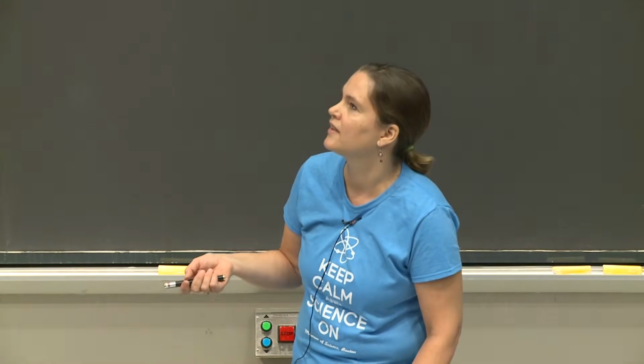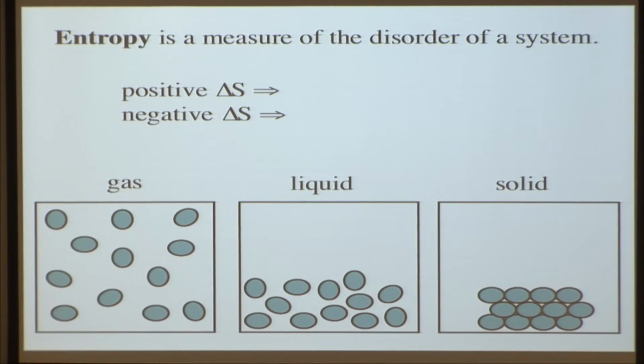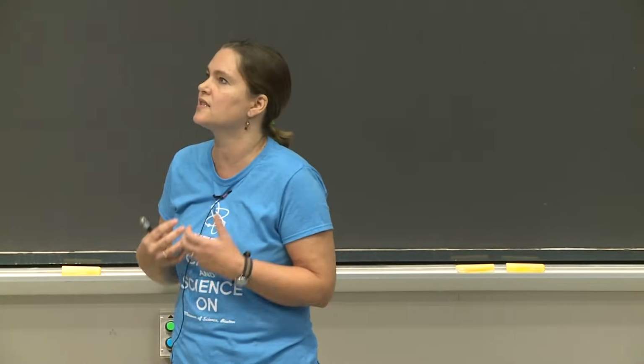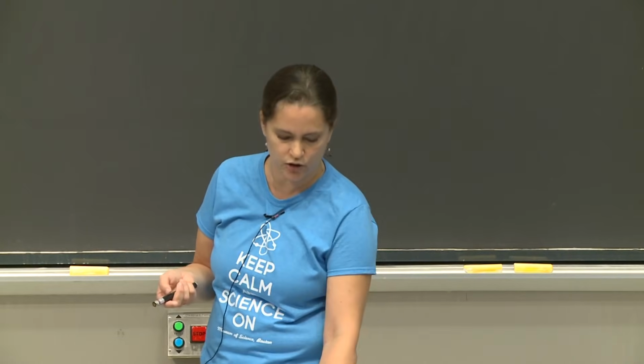All right. So entropy, again, is this measure of disorder of a system. You have a positive delta S, which is going to be an increase in disorder, and a negative delta S is going to be a decrease in disorder. And disorder can be, you can be thinking about this as internal degrees of freedom in your molecule. You can be thinking about this as vibrations. All sorts of different things can lead to increase or decrease in entropy.